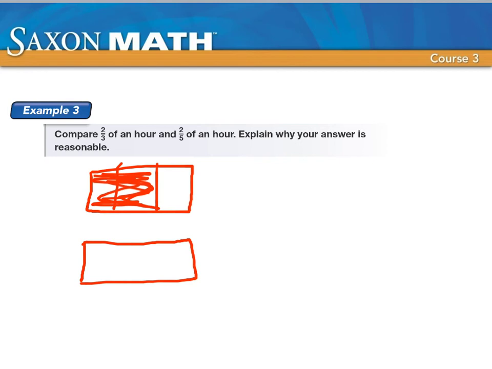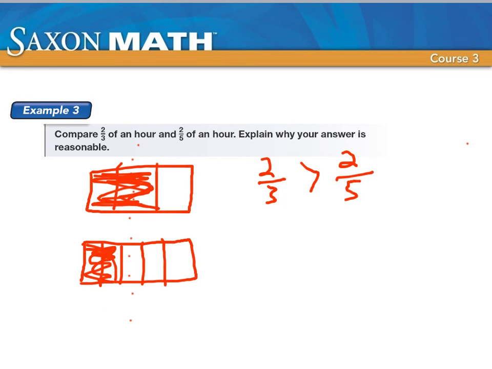And 2/5 of an hour, that's 2 out of 5. 2/3 is bigger than 2/5. We can tell that by the picture. Another way we can explain that is look at 2/3. If I drew a line about halfway down these pictures, 2/3 is more than 1/2, and 2/5 is less than 1/2. So that means that 2/3 is bigger than 2/5.